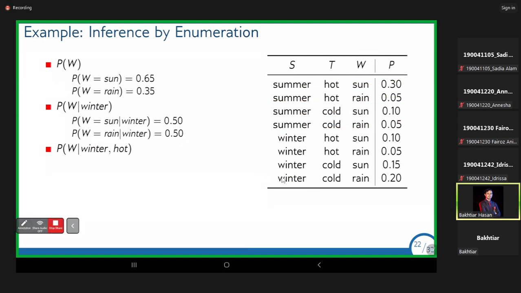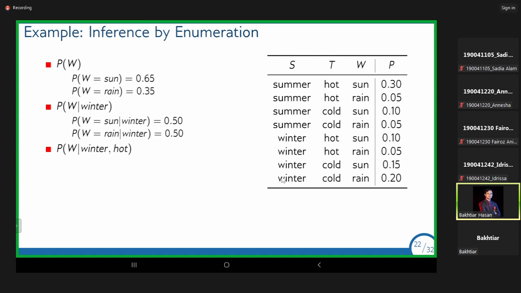So what happened here? Previously, without any evidence, we thought that there's a 35% chance of having rain. But somebody said to us that it's winter, so our beliefs are updated. And we said that now there's a 50% chance that it will rain. So that makes us a good rational agent.